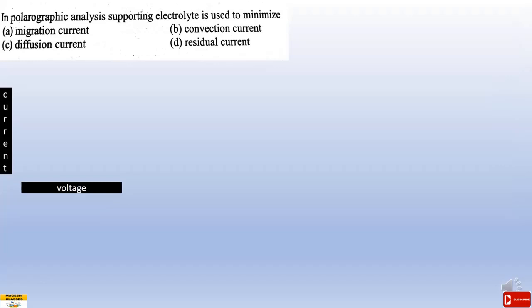So in polarographic analysis, the role of the supporting electrolyte is to minimize which current? The residual current, the convection current due to heat, and the diffusion current due to the concentration gradient? The residual current is the sum of the Faradaic and non-Faradaic currents of the residues, that is, impurities present in the analyte. The supporting electrolyte is used to minimize the migration current. How does it minimize the migration current? For reduction of the analytes in the solution, the supporting electrolyte gets reduced, minimizing the current. Your answer is migration current. This question is from 2006. Your answer is A.